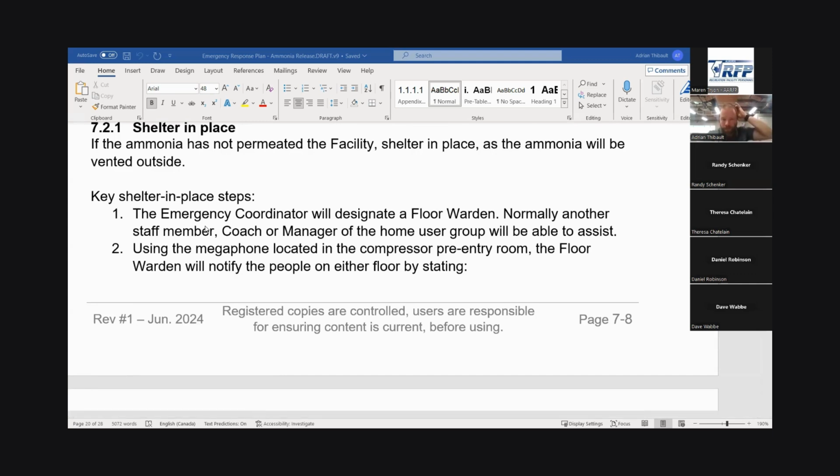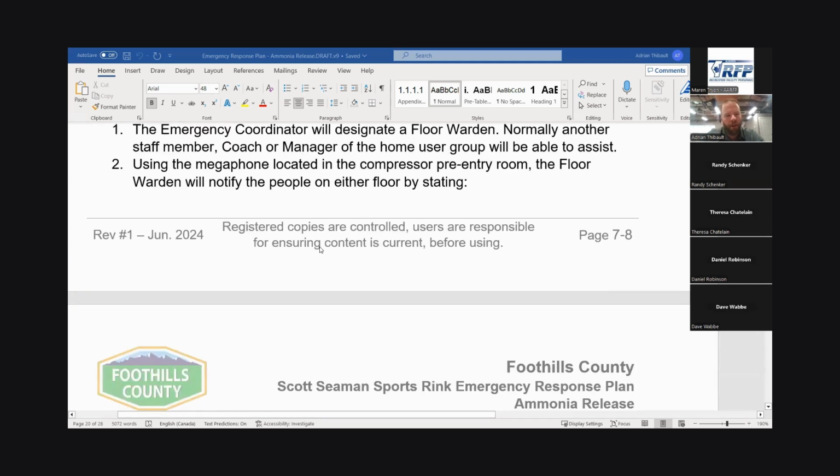So, like I say, if the ammonia has not permeated the facility, shelter in place as the ammonia will be vented outside right there. So you've got to come up with a protocol for sheltering in place, whatever works best. Run through it with your staff a few times and see what you can do.